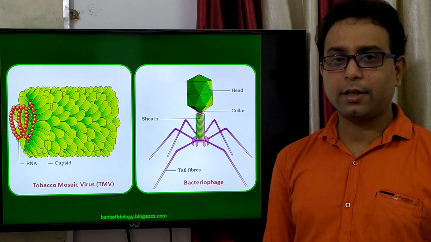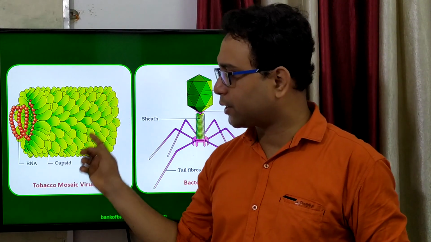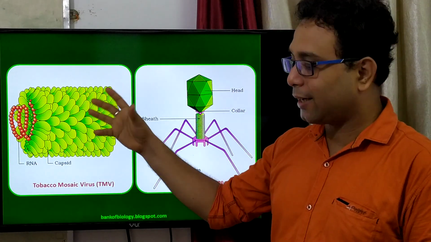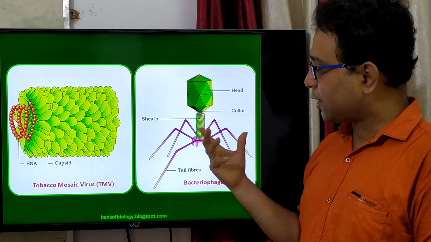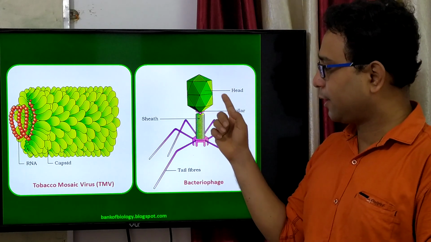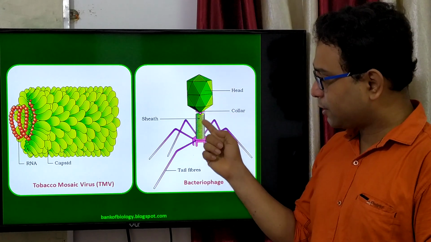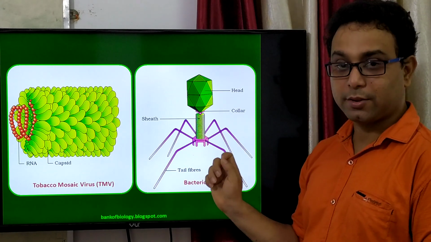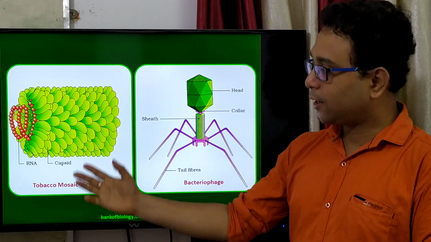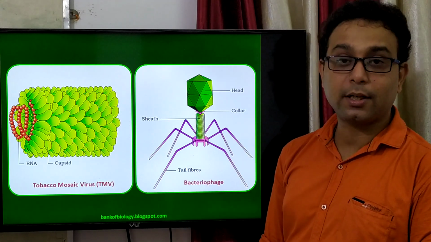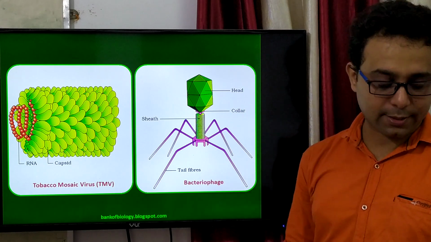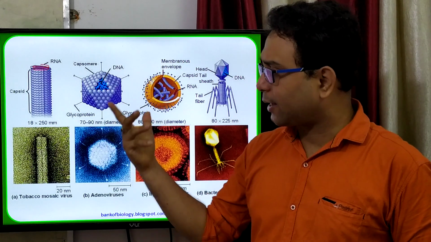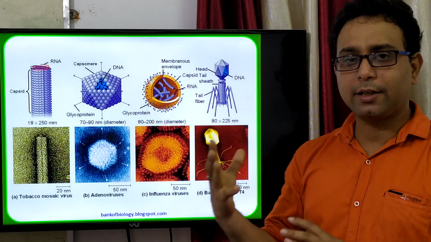These are the two structures in our NCERT book. This is the structure of the TMV. Here, the RNA is the genetic material and the capsid is in a helical pattern. This is the structure of the bacteriophage. Here is the head part, this is the collar, this is the sheath, and these are the tail fibers. This is the bacteriophage because it kills bacteria. TMV infects tobacco plants. So different viruses have very small structures and their diversity is also there, right? They differ in their structure.